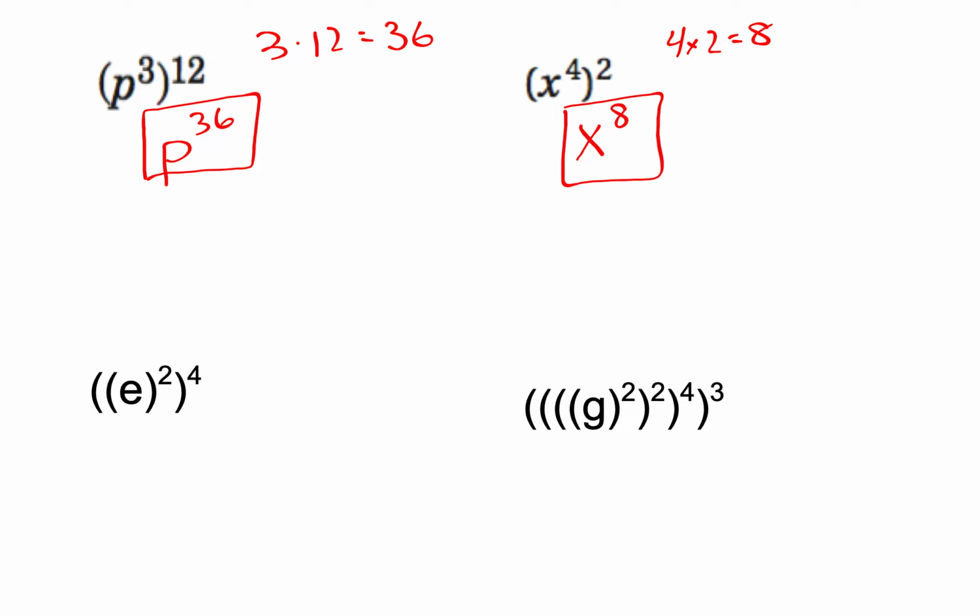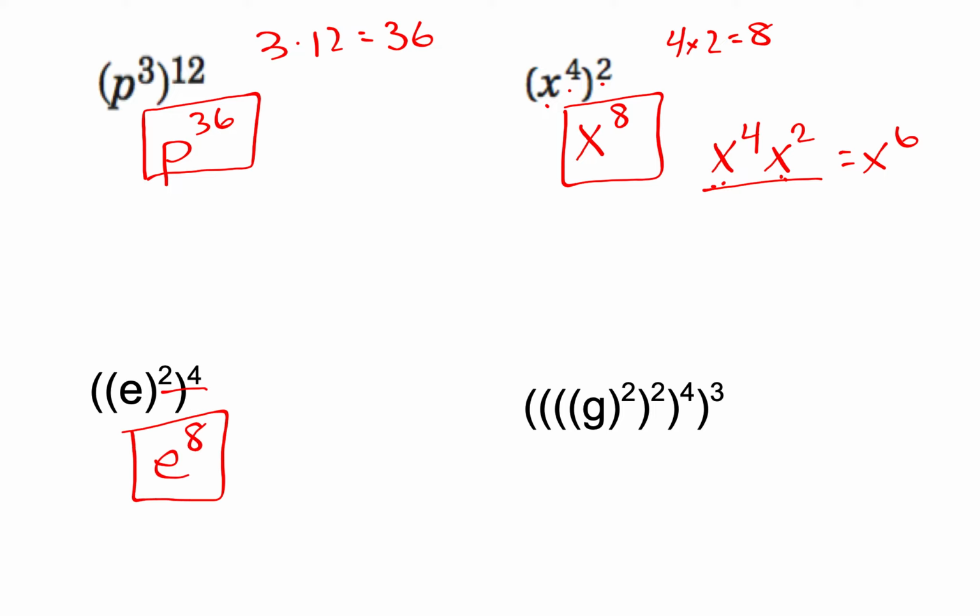And by the way, keep in mind this is different than this. This is 2 powers of the same base. This is a base with 2 exponents. They have different answers. Okay, e squared to the 4th. 2 and 4 will make 8 when we multiply them. That's e to the 8th.